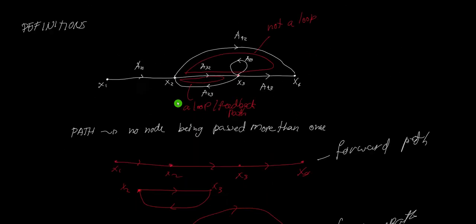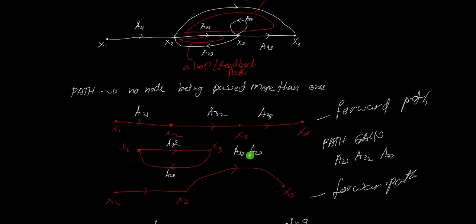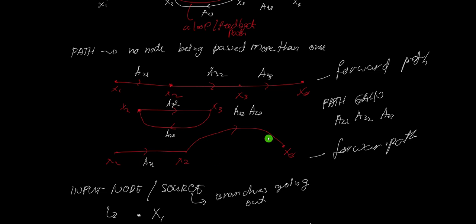So if we have, for example, this forward path here, what will be the forward path gain? If this is A21, this one is A32, and this one is A33, the forward path gain will be equal to A21 times A32 times A33. Why do we need to multiply them? Because they are cascaded. That's the total gain of this path. For the loop gain, if this is A32 and this is A23, the loop gain is just A32 times A23. And for this one, if this is A21 and this is A41, then the forward path gain will be A21 times A41.